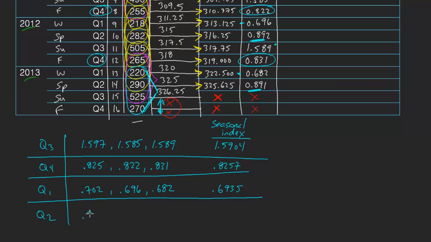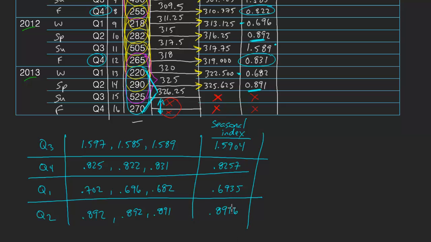So 0.892, 0.892, and 0.891. When you take the average of these three, it's 0.8916. So these are my different seasonal index values, and that's what they asked for in Part A. So it would seem like we're done. We've collected seasonal index values.